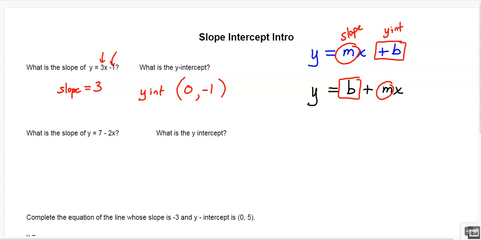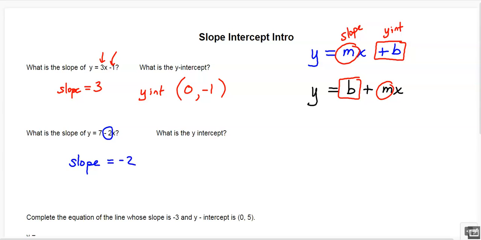Another question where they do the backwards thing is this one, where it says, what is the slope of y equals 7 minus 2x? So this is written in that backwards form. The slope is actually this number right here in front of the x. So my slope is -2, and that's all I write in there.